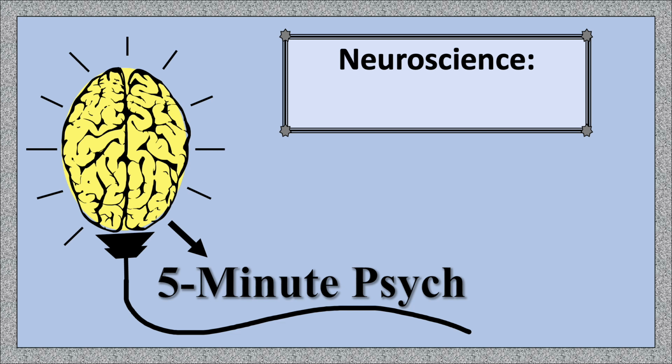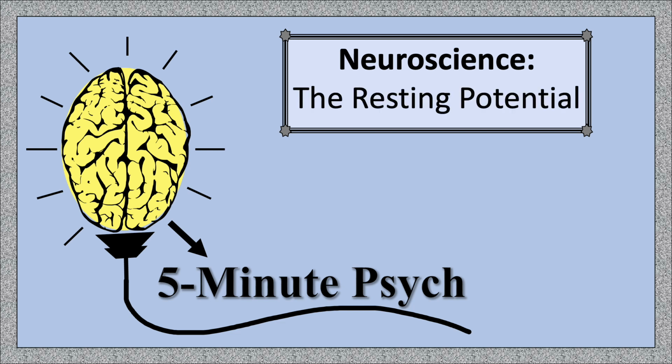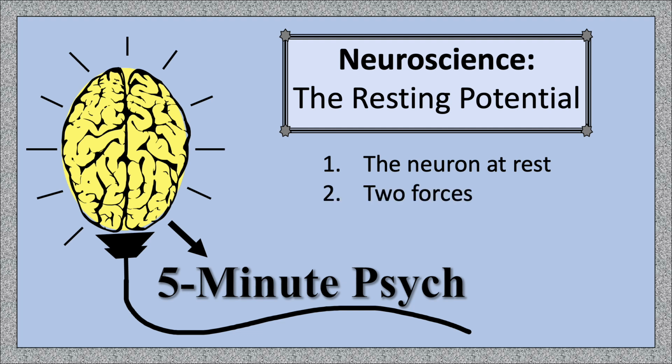In this 5-minute segment, we'll look at the resting potential, or understanding the state of the neuron when it's at rest. In doing so, we'll look at two forces that contribute to the negative resting potential by acting on three key molecules that are concentrated in and around the neuron.